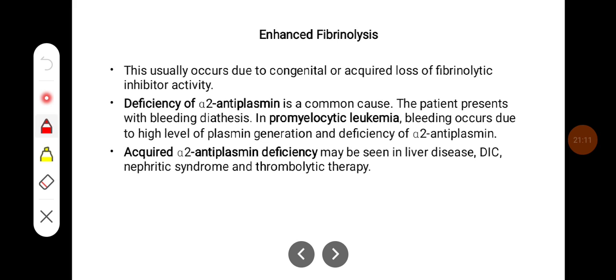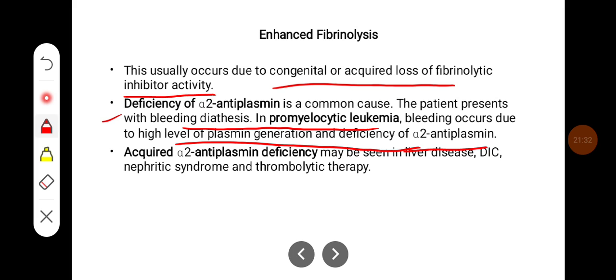Sometimes enhanced fibrinolysis occurs due to the congenital or acquired loss of fibrinolytic inhibitor activity. Deficiency of alpha 2 antiplasmin is one of the common causes. The patient presents with a bleeding diathesis. In promyelocytic leukemia, bleeding occurs due to high levels of plasmin generation and deficiency of alpha antiplasmin. Acquired alpha 2 antiplasmin deficiency may be seen in liver disease, disseminated intravascular coagulation, nephrotic syndrome, and thrombolytic therapy.